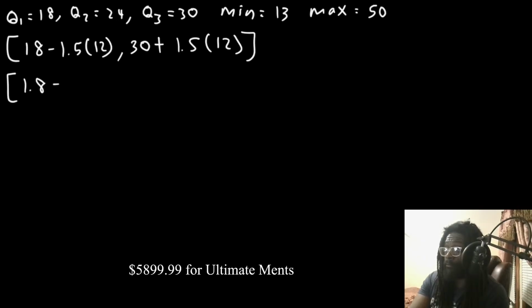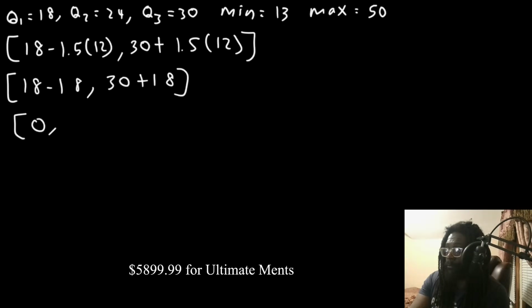Now what is 1.5 times 12? So it's basically 12 plus half of 12, which is 6. 12 plus 6 is 18. 18 minus 18 is 0. 30 plus 18 is 48.